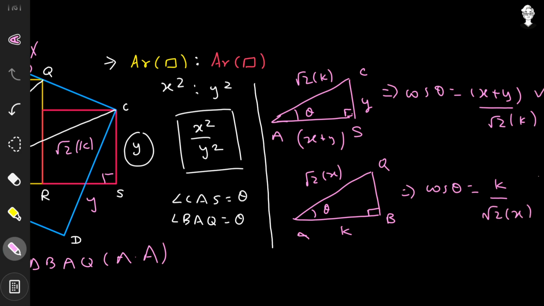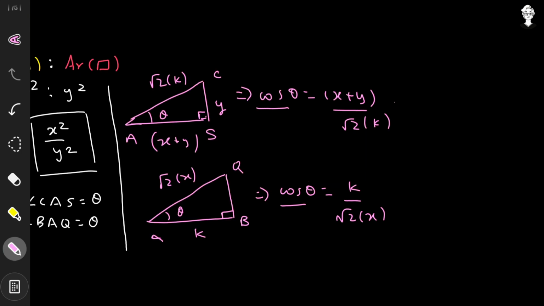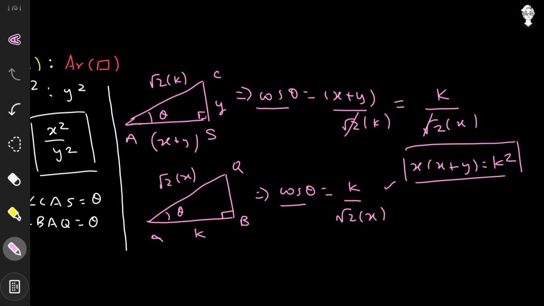Now in this equation and in this equation, the left hand side is equal, that is cos theta and cos theta. So we can simply compare their right hand side. So the right hand side of this one is going to be the right hand side of this one, that is going to be k upon square root of 2 times x. Now we can see that square root of 2 got cancelled out. After cross multiplication, we will get x into x plus y is going to be k square. So this is the first important equation, that x into x plus y is k square.